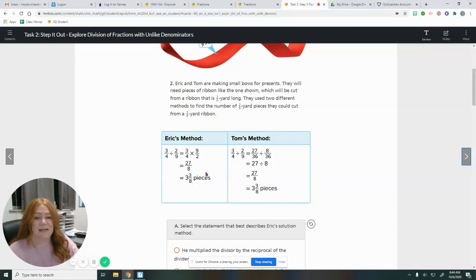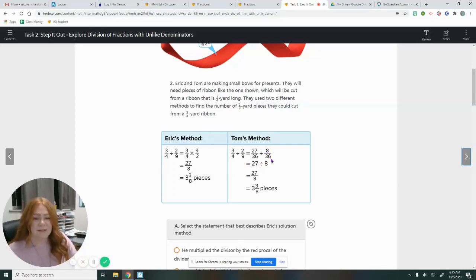So let's check out Tom's here. They set up their problems the same. They have 3/4. They're dividing by 2/9. So I'm seeing here 3 divided by 2 is not a number that works out very nicely. And 4 divided by 9 is not a number that works out very nicely. So he made common denominators here. He found their least common multiple, which is 36. 4 to get to 36 is times by 9. 3 times 9 is 27. 9 to get to 36 is times by 4. 2 times 4 is 8.